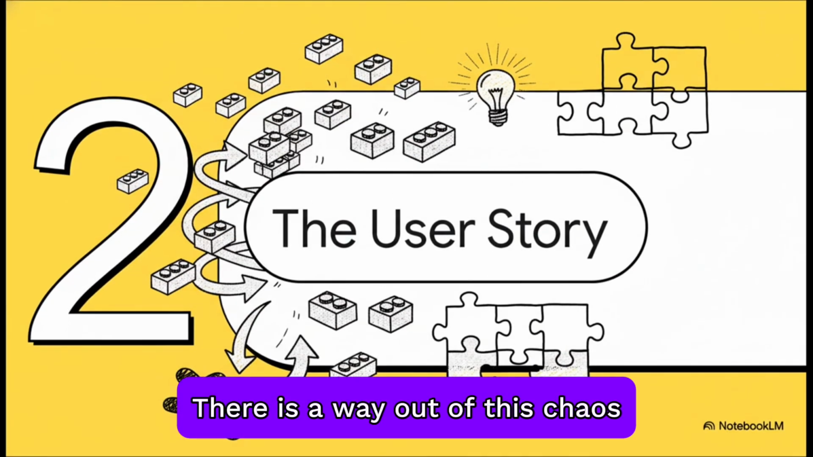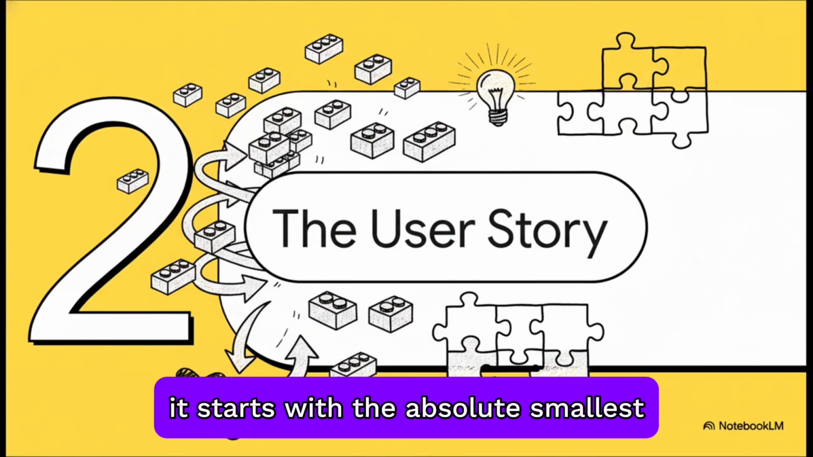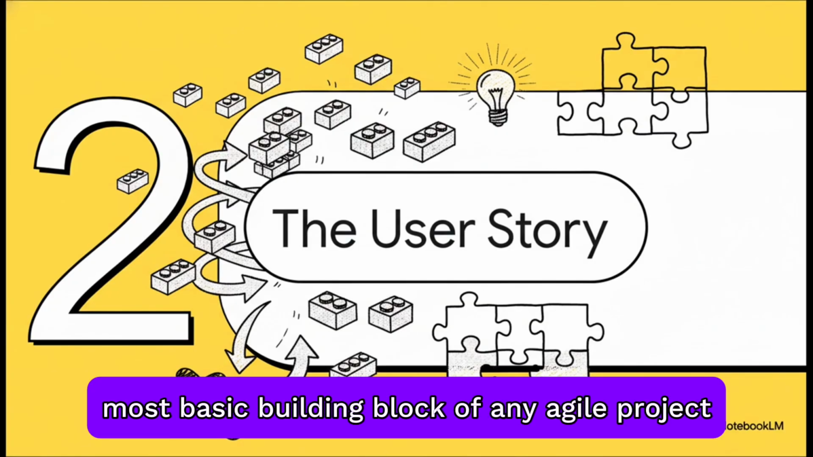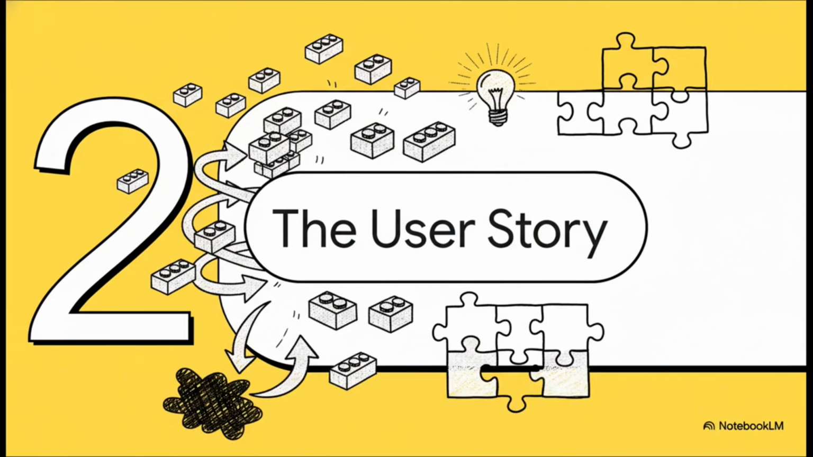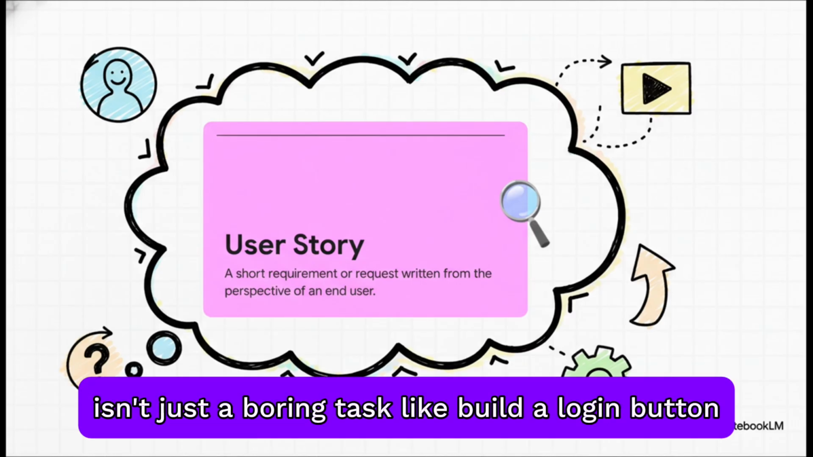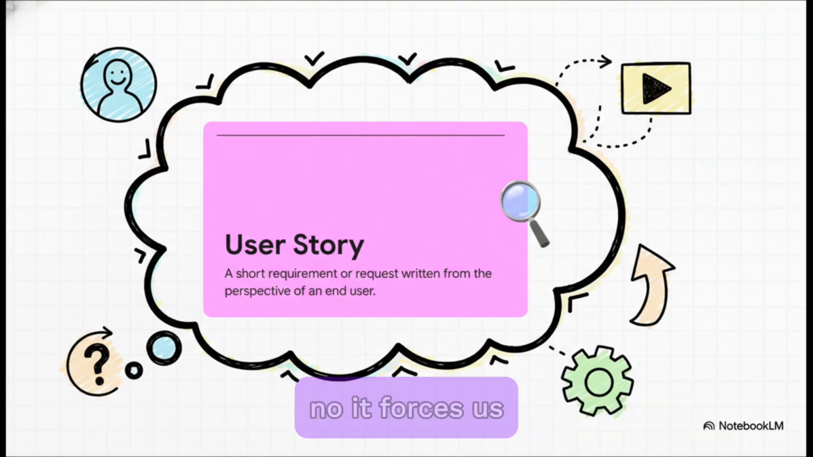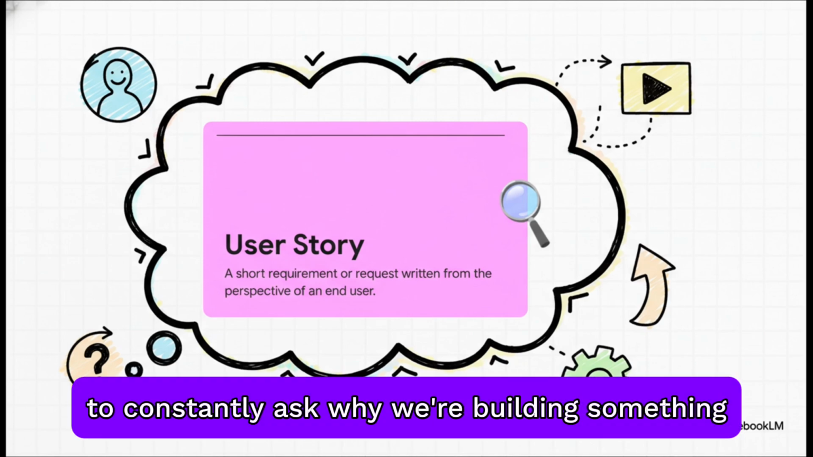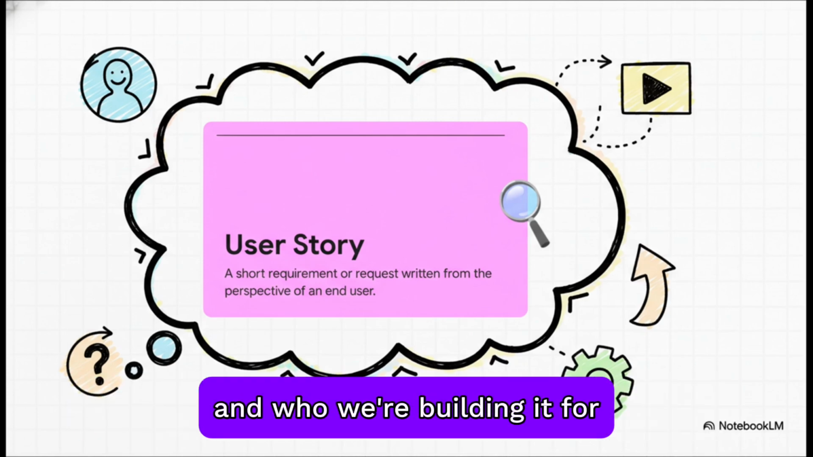Okay, but there is a way out of this chaos. It starts with the absolute smallest, most basic building block of any Agile project, the user story. A user story isn't just a boring task like build a login button. No, it forces us to constantly ask why we're building something and who we're building it for.